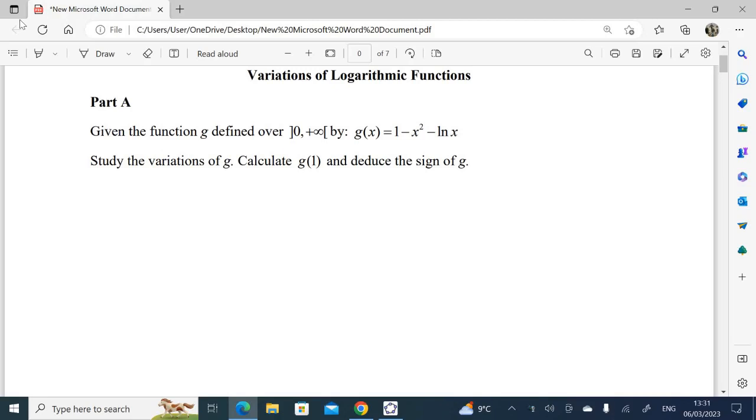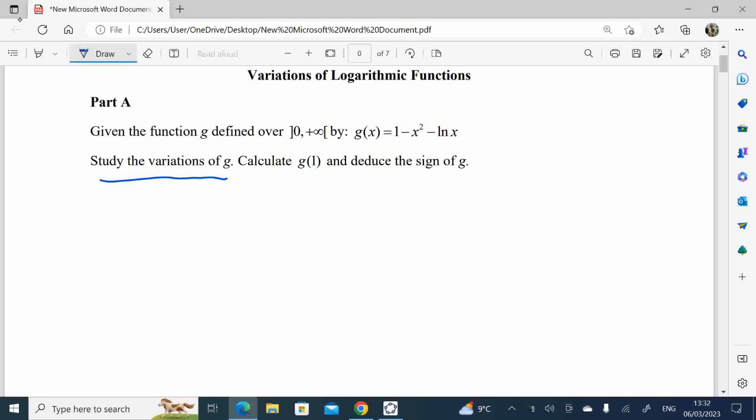Hello. In this video we are going to see how to study the variation of certain logarithmic functions. In this example, in part A, we are given this function g defined over 0 plus infinity by g of x equals 1 minus x squared minus ln x. So we need to study the variations of the function g. Variations means when this function is increasing, when this function is decreasing.